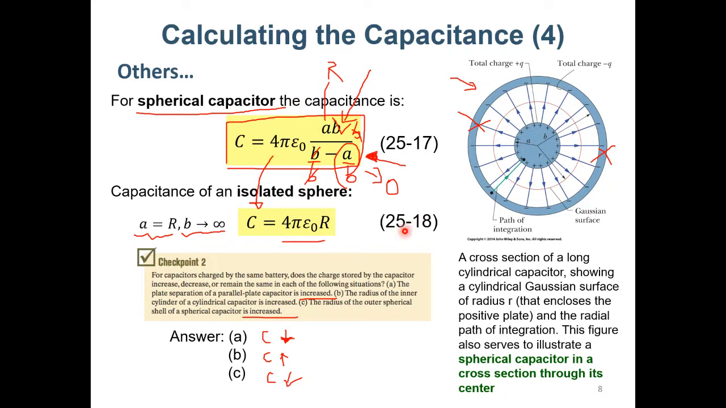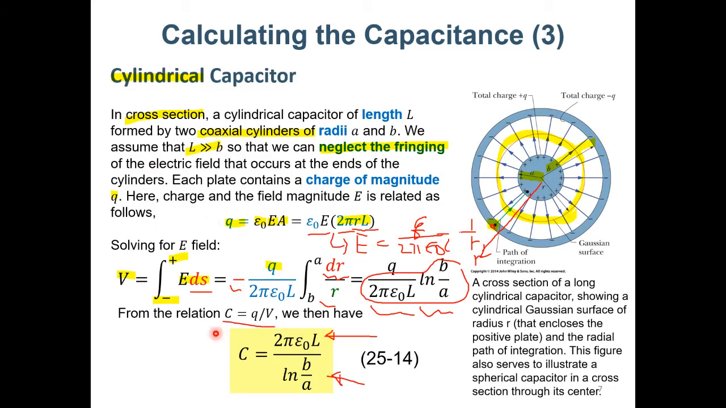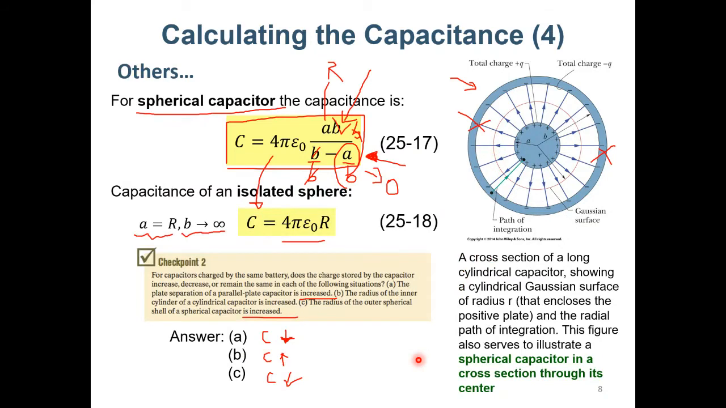Why does it look like this? Actually, this one you can use the Gauss law to derive it easily. It would be quite similar to this. Just 3 volts. You can derive it.